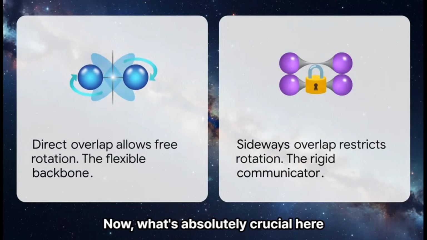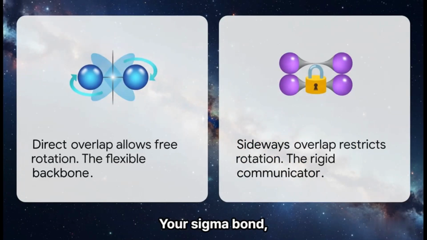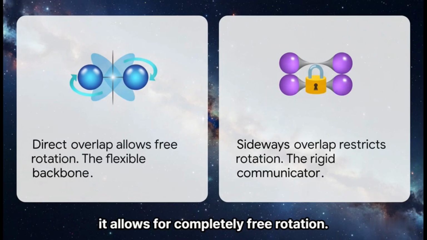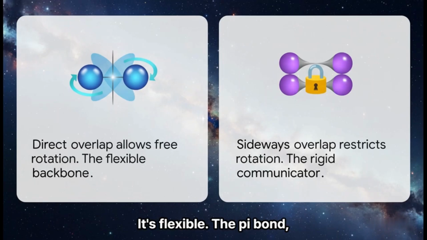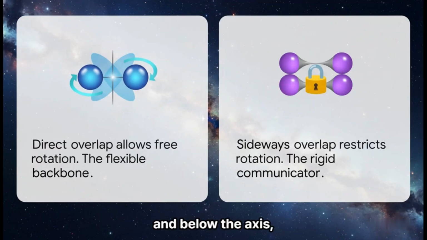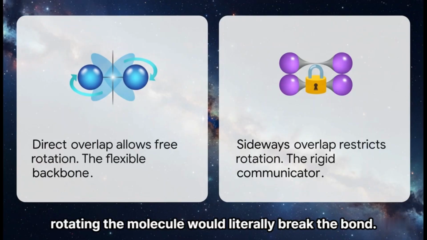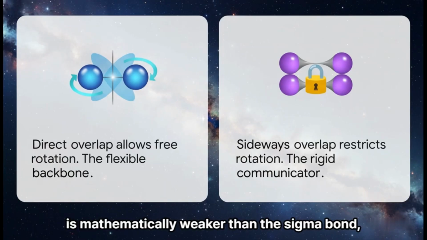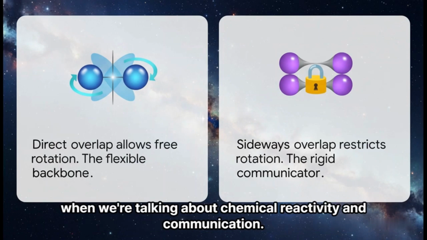Now, what's absolutely crucial here is how these two types of bonds behave. Your sigma bond? That's the molecular backbone. Because its electron density is cylindrically symmetric, it allows for completely free rotation. It's flexible. The pi bond, however, completely changes the game. Because it overlaps sideways above and below the axis, rotating the molecule would literally break the bond. It locks the atoms right in place. So while the pi bond is mathematically weaker than the sigma bond, it is vastly more important when we're talking about chemical reactivity and communication.